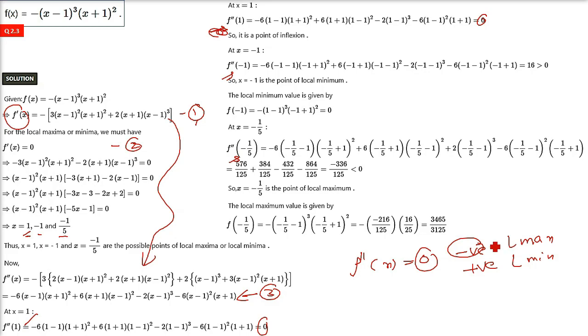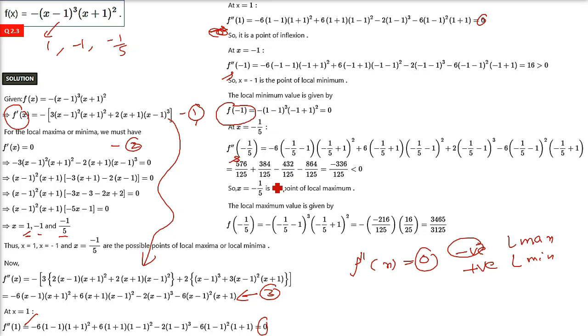This is the first question we are talking about like this, because a point of inflection in the double derivative scenario has never come, and this has come now. The final value has to be computed in the original equation. Now just place x as 1, -1 and -1 by 5 in the original equation, and then find out the value of the function at these critical points.